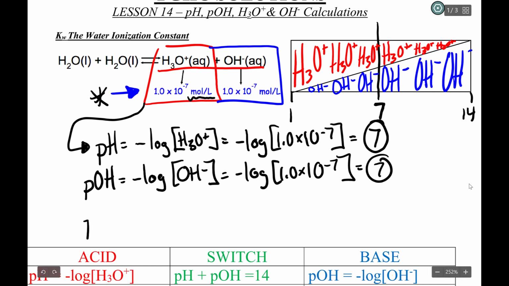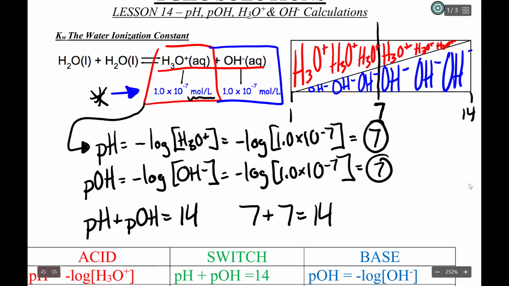And always, pH plus pOH is equal to 14, which our pH scale is based on. So in this case, this is 100% true. 7 plus 7 is equal to 14. That is the pH plus the pOH. It is equal to 14, which is neutral. This is where the concept of neutral is.